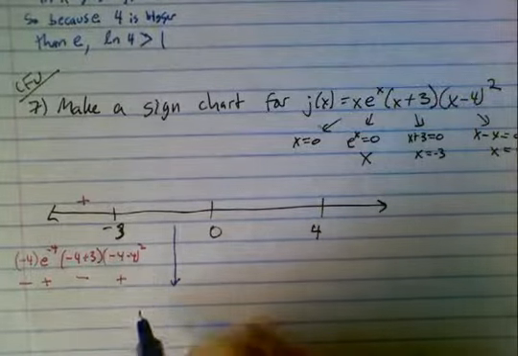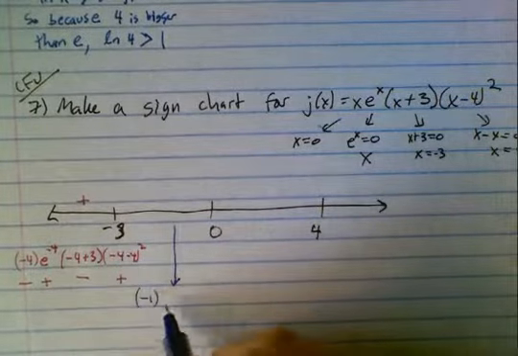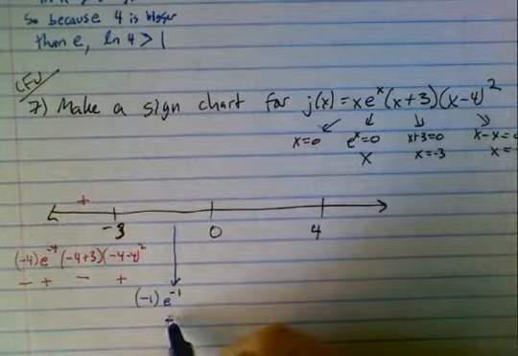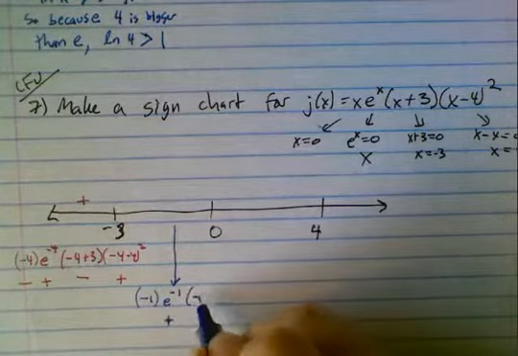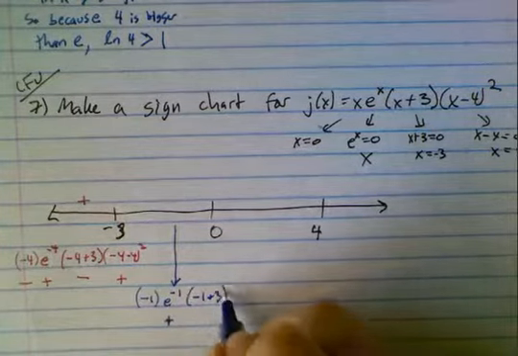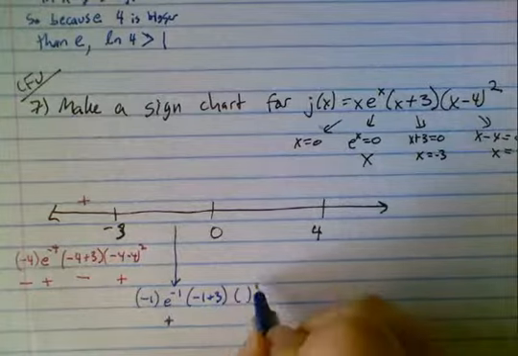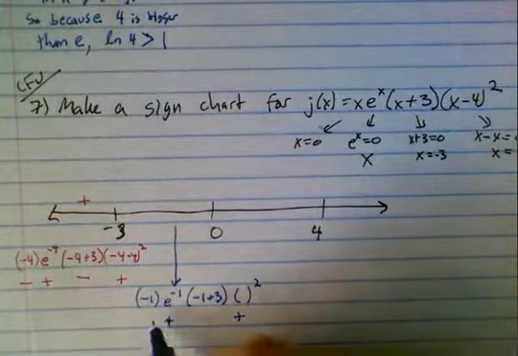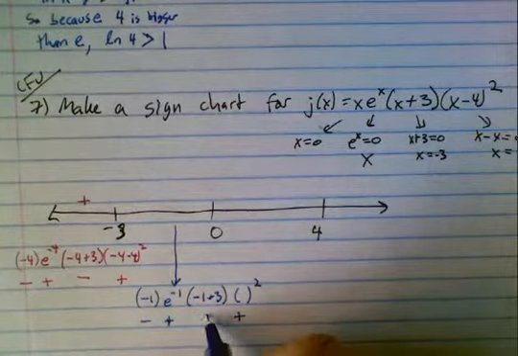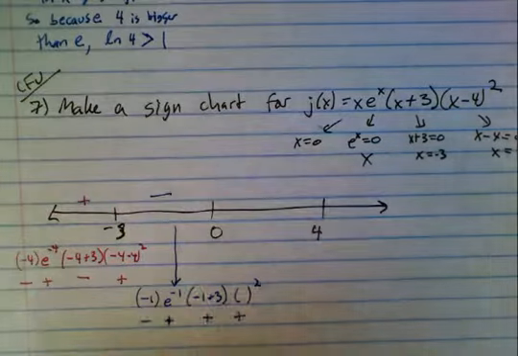Between negative 3 and 0, so let's say negative 1. e to the negative 1 is always positive. Negative 1 plus 3. And then something squared, which is always positive. So negative 1 is negative. Negative 1 plus 3 is positive. We've got a negative overall.